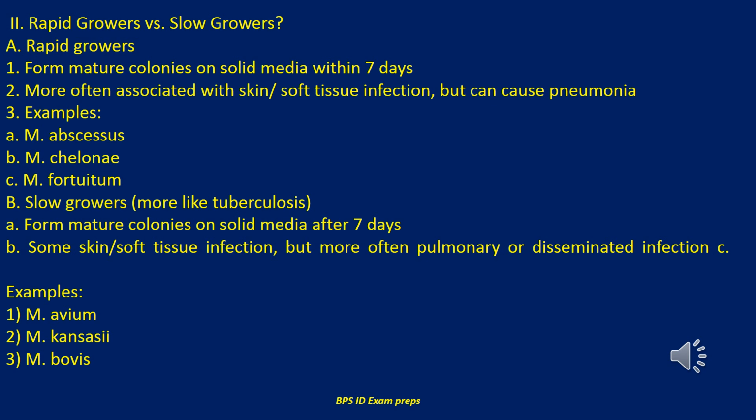A. They form mature colonies on solid media after 7 days. B. Some cause skin and soft tissue infection, but they more often cause pulmonary or disseminated infection. Examples include 1. M. avium, 2. M. kansasii, and 3. M. bovis.